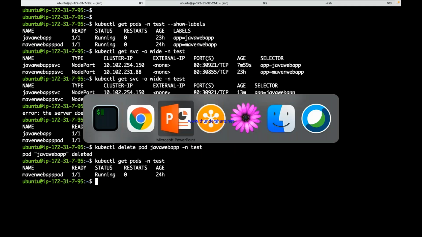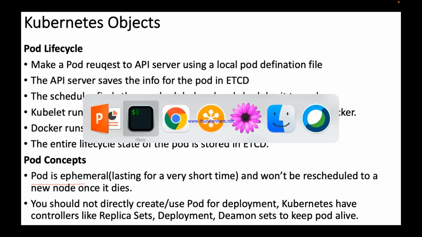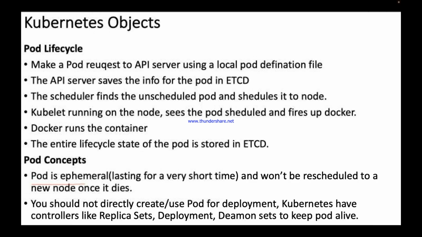So, pods live for a very short time. If pods go down, you will not get the pod automatically. And what is one more problem? Now I have only one pod. Will I be able to scale this pod to 2 replicas, 3 replicas, I mean 2 pods, 3 pods, if I am directly dealing with pods? No. So that's why in Kubernetes you should not directly create or use pods.